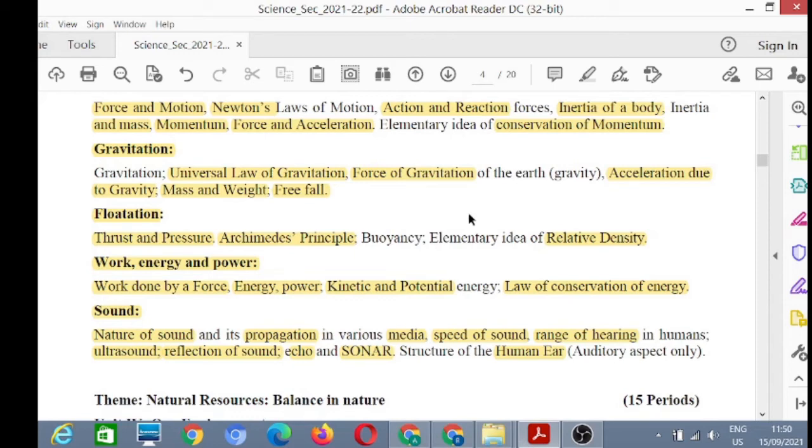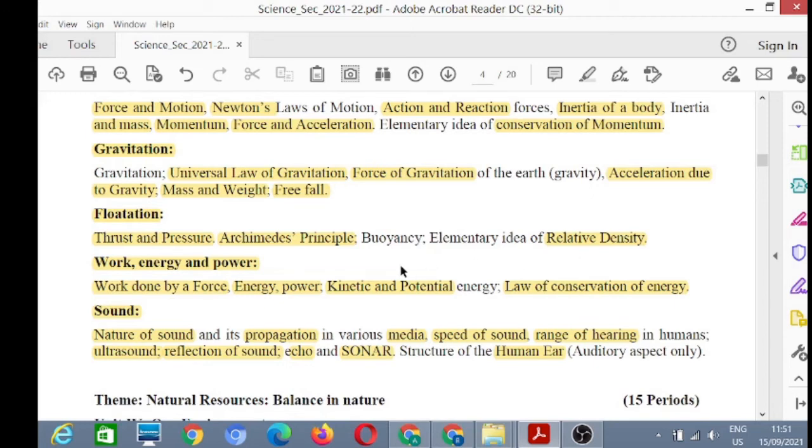What is the principle of flotation? So we have buoyancy, then we have elementary idea of relative density. Now what is density? Density is mass per unit volume. And what is relative density? Relative density is a comparison of the density of a substance with respect to a pre-selected substance. Now your work is to find out the pre-selected substance.